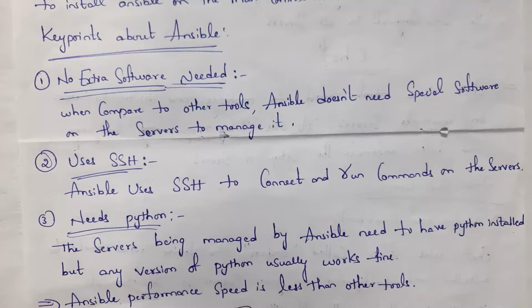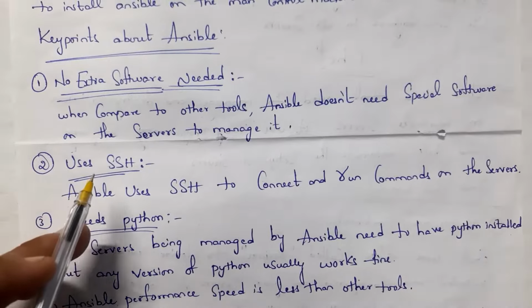These are some of the important points about Ansible, and the first one is no extra software needed. I already said before, there is no need of installing Ansible software on each and every server. Just you need to install Ansible software on the main server, and this main server is connected to all other servers using SSH. So the next point is Ansible uses SSH.